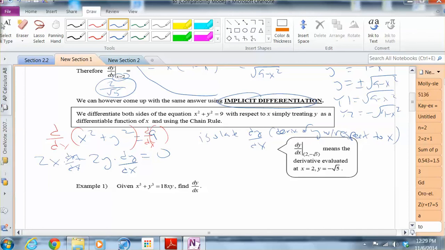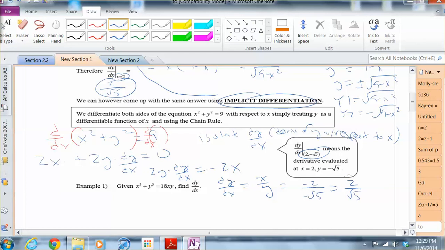So if I move things around, actually I'm going to erase that dx over dx since it's not really necessary there. So if I isolate dy over dx, this won't be too bad. 2y times dy over dx equals negative 2x. Divide both sides by 2y. dy over dx is going to be just negative x over y. Now, if I plug in 2, negative root 5, I have negative 2 up top, negative root 5 down below, you still get the same thing.